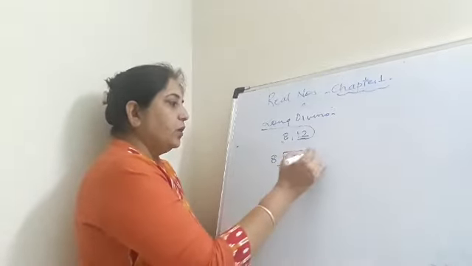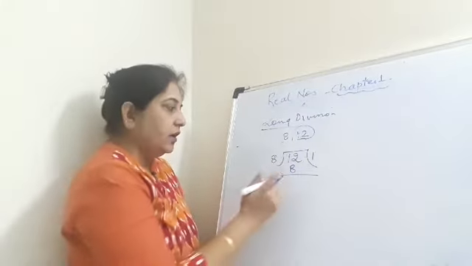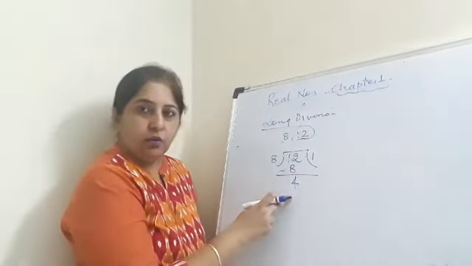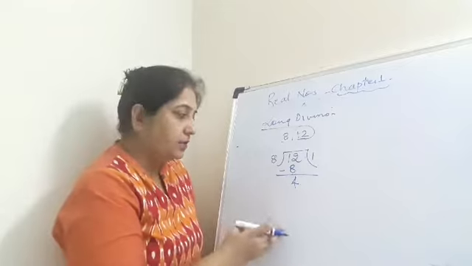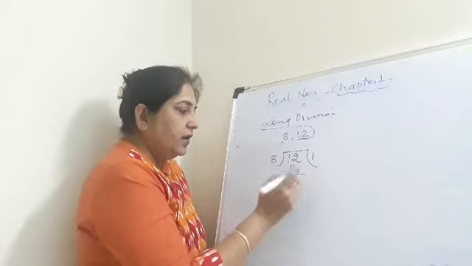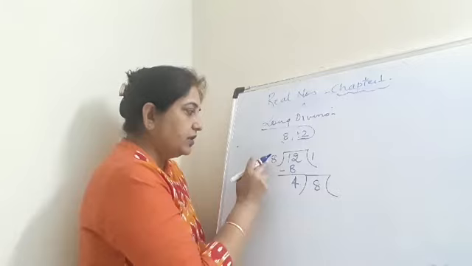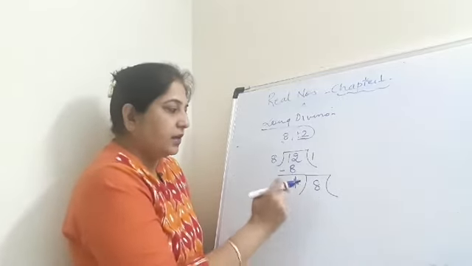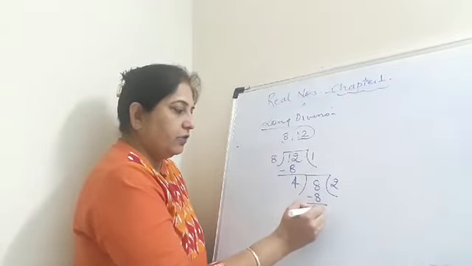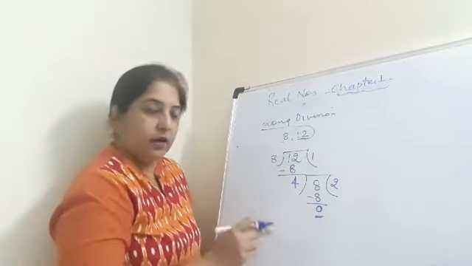Now 8 ones are 8. I cannot take 8 twos, 16, because it will go further. So 12 minus 8 will give me 4. Since this is not 0, we have to continue the division till we get 0. So I will leave 4 here and make another division column and write 8. So this divisor will come inside. Now 4 twos are 8, and here I have got 0. I have to proceed till I get 0.